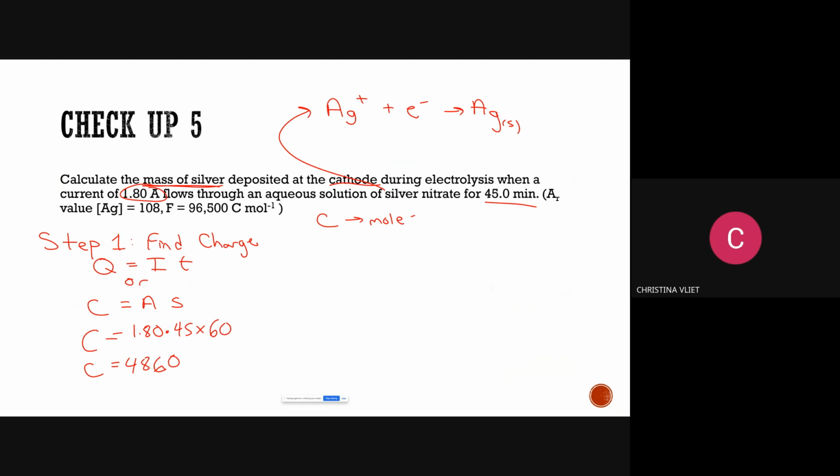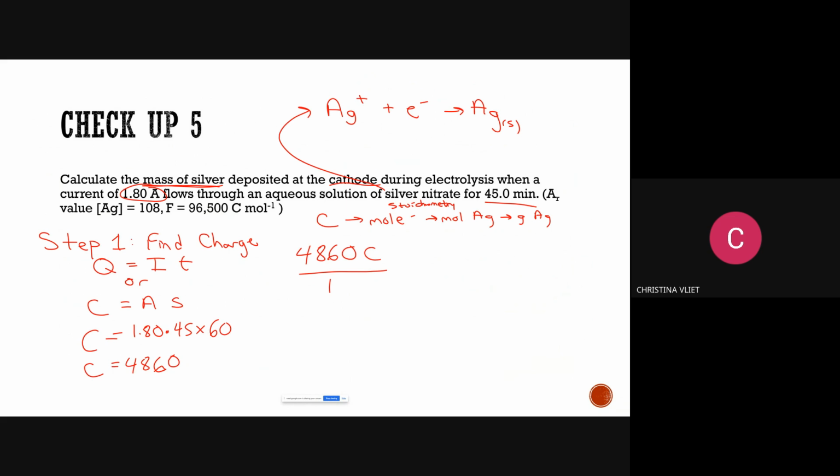Okay, so then I'm going to go from moles of electrons to moles of silver using something called stoichiometry. And then I'm going to go from moles of silver to grams of silver, because we can do that. It's something we should be comfortable with. So then, where do we begin? 4,860, put it over 1. How do I go between coulombs and moles of electrons? What's the number?